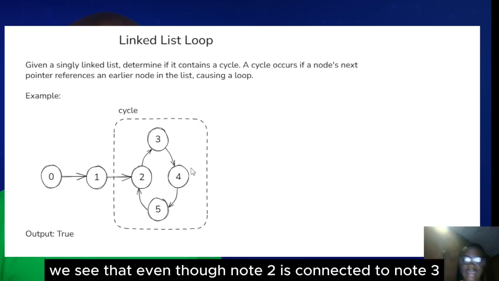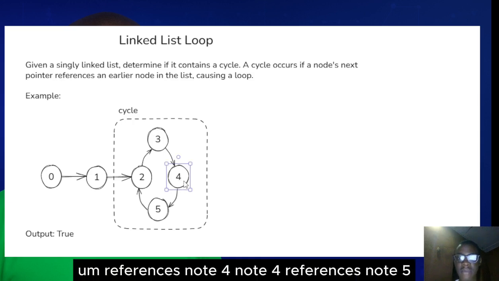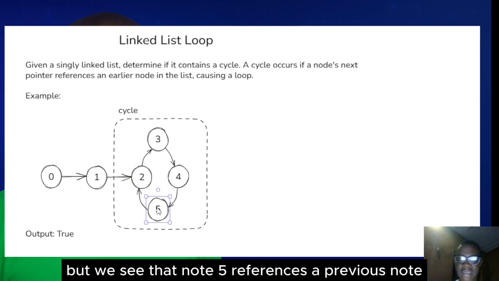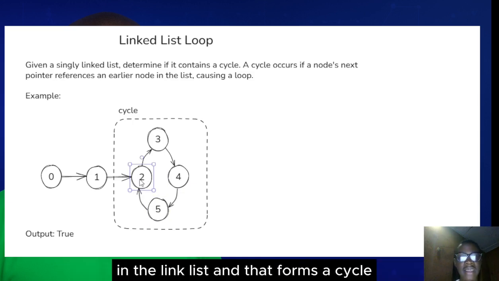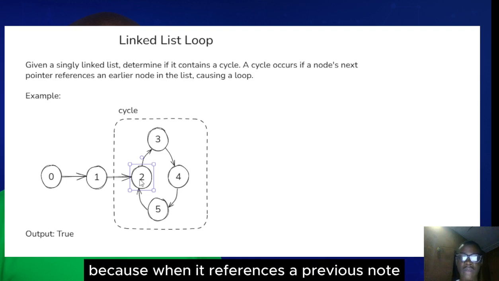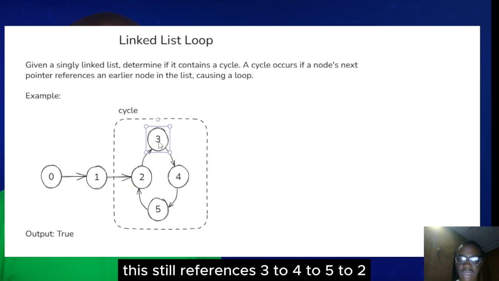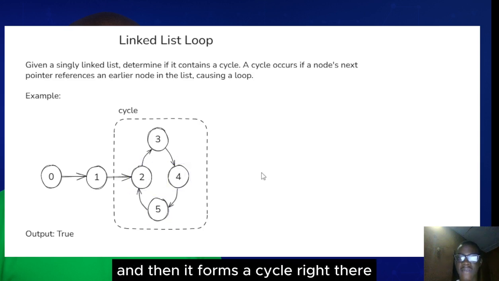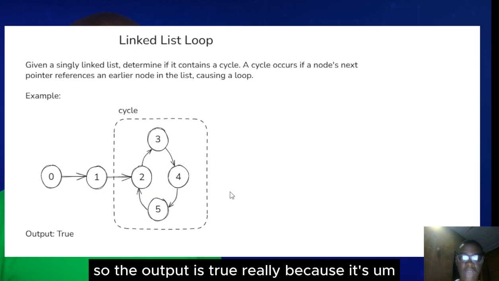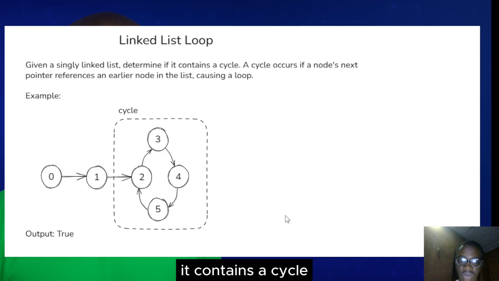So we see that even though node 2 is connected to node 3 and node 3 next references node 4, node 4 references node 5, but we see that node 5 references a previous node in the linked list, and that forms a cycle, because this previous node still references 3, 4, 5, 2, and then it forms a cycle right there. So the output is true, because it contains a cycle.